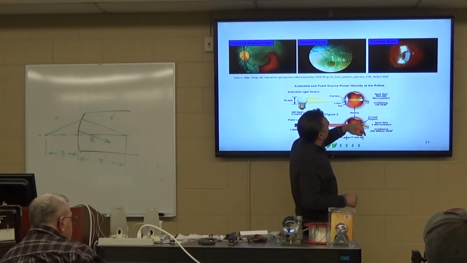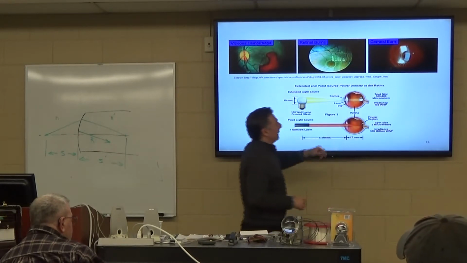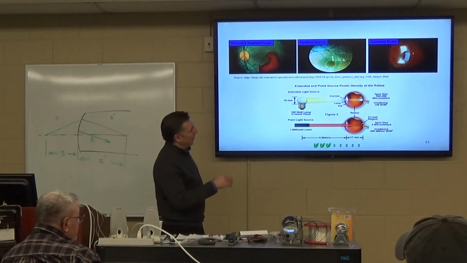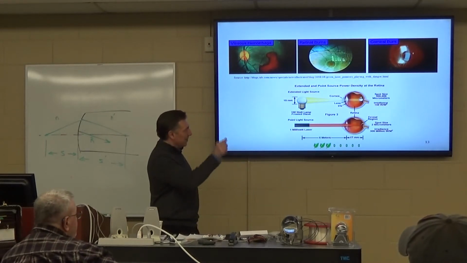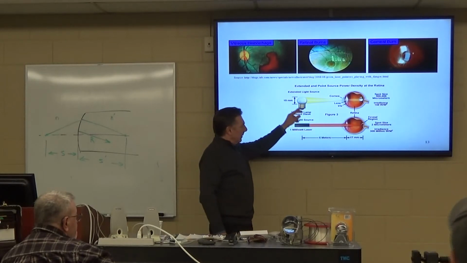Okay. And this is a corneal burn. If you burn your cornea with an ultraviolet laser, it's kind of hard to see what you're looking at there, but you can actually see some scar tissue on the cornea. And this is what I was talking about before.